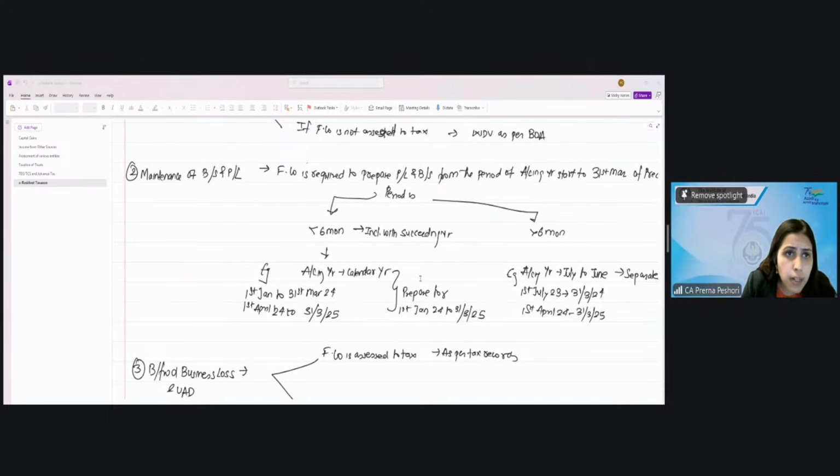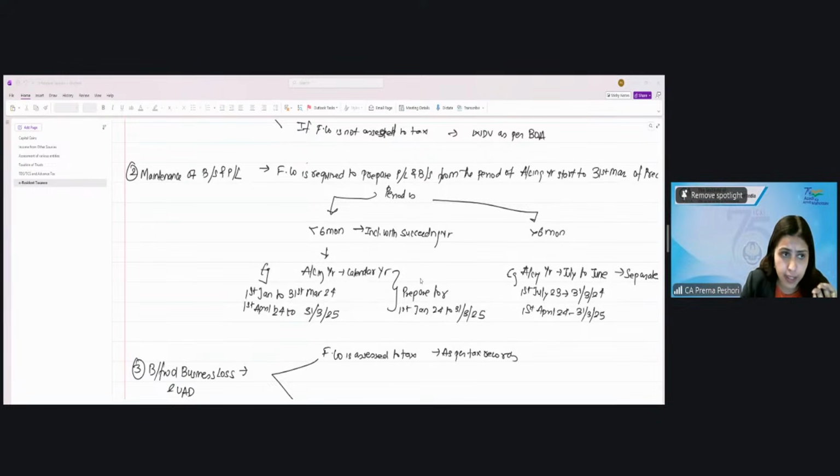Now, what about the brought forward business losses? Now, since your total income, your global income, is now being assessed to tax in India, we will also allow you your losses over there and the unabsorbed depreciation. So, if the foreign company is assessed to tax in that country, we will take the brought forward losses and UAD as per the tax records. If it is not assessed to tax, we will take it as per the books of account.